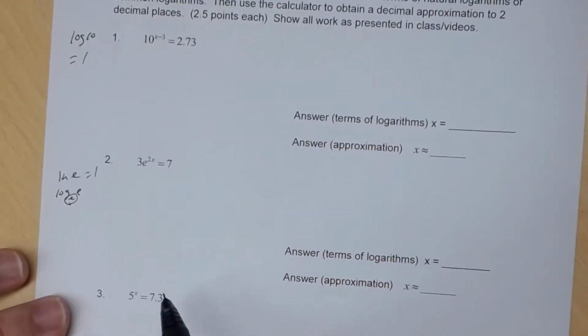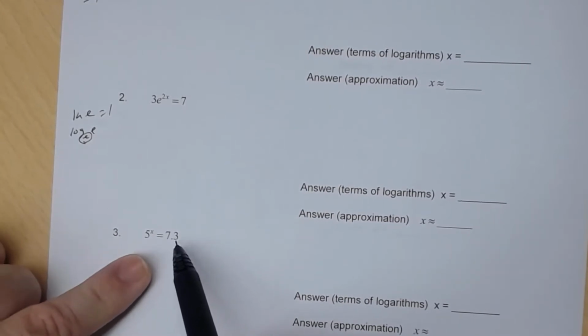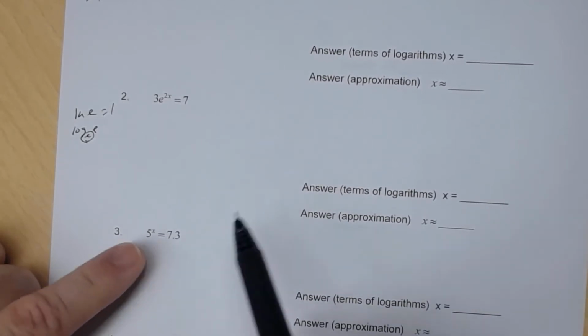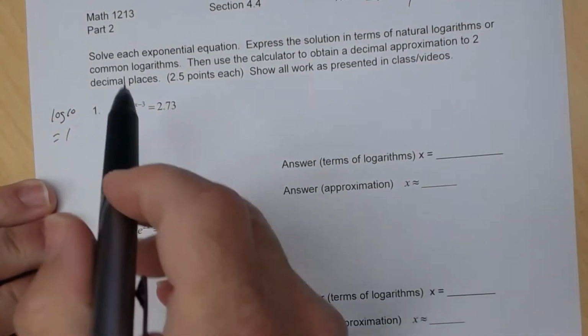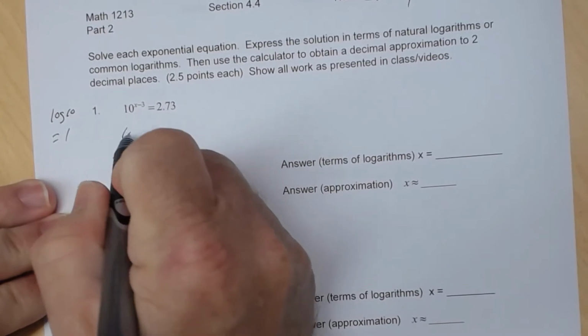Now, if the base is not 10 or e, then just go ahead and take the natural log of both sides. It doesn't matter. You can use the common logarithm, or you can use the natural logarithm. I'm just going to go ahead and use the natural logarithm. Okay, so let's look at this one. Let me go ahead and rewrite this over.